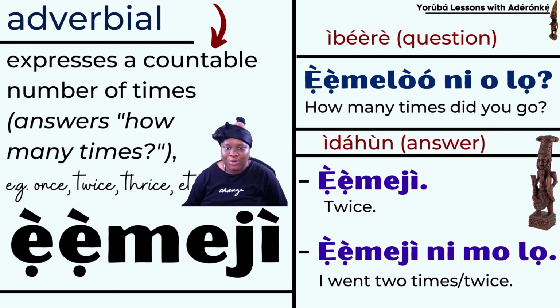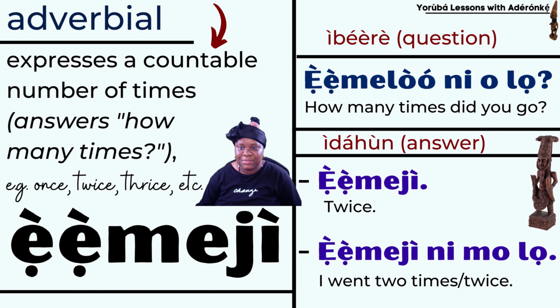Ẹ̀ẹ̀mélòó ni ó lọ? How many times did you go? Ẹ̀ẹ̀mélòó, how many times? Ni ó lọ, did you go? The answer, you could say ẹ̀ẹ̀mejì, twice, or if you want to give a fuller statement in response to that question, you could say ẹ̀ẹ̀mejì ni mo lọ. I went 2 times, or I went twice.